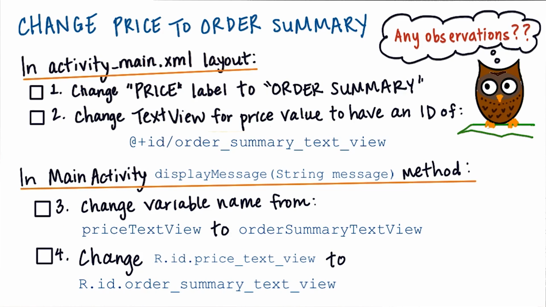Then take a moment to step back and make any observations about what's happening in the display message method. Do you have any guesses about what's going on or what the connection is between the XML layout and the Java file?